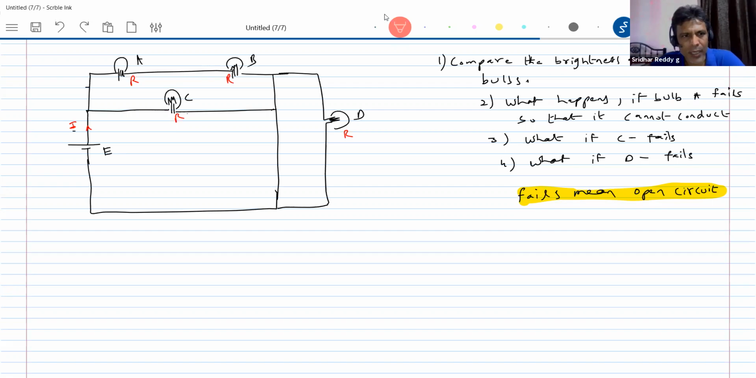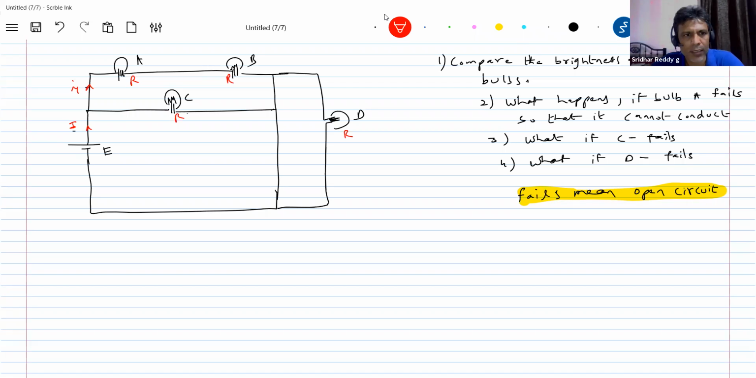So the current here will branch out. Current here it will branch out. So call this I1. Here let this be I2. So then this current I1 will take part like this. So I1 plus I2, and that should become equal to I. It is like this.